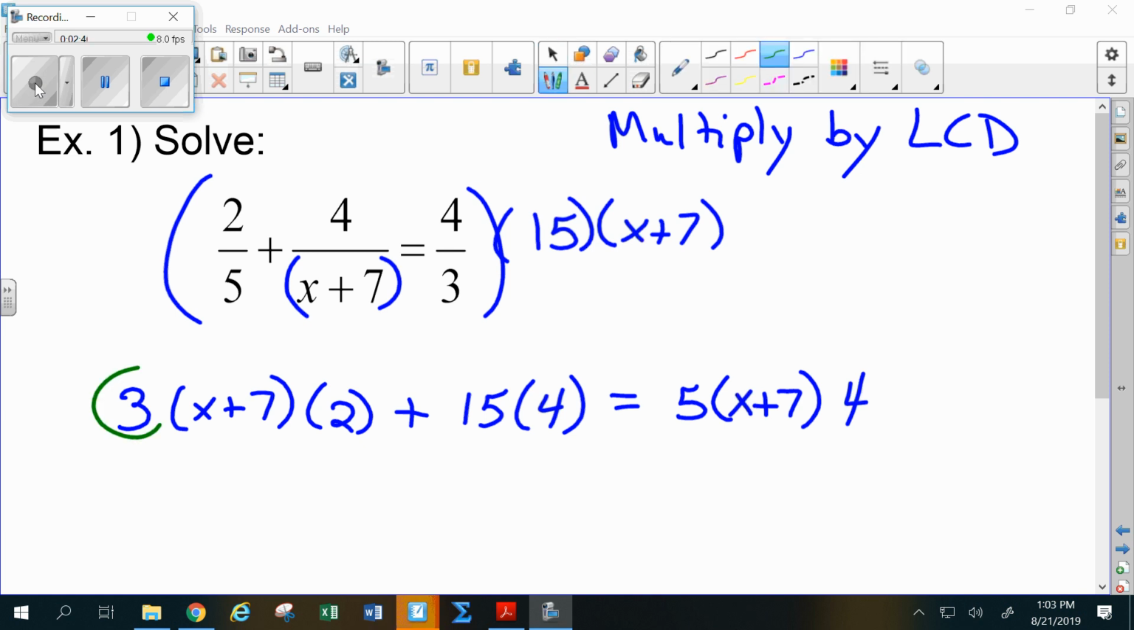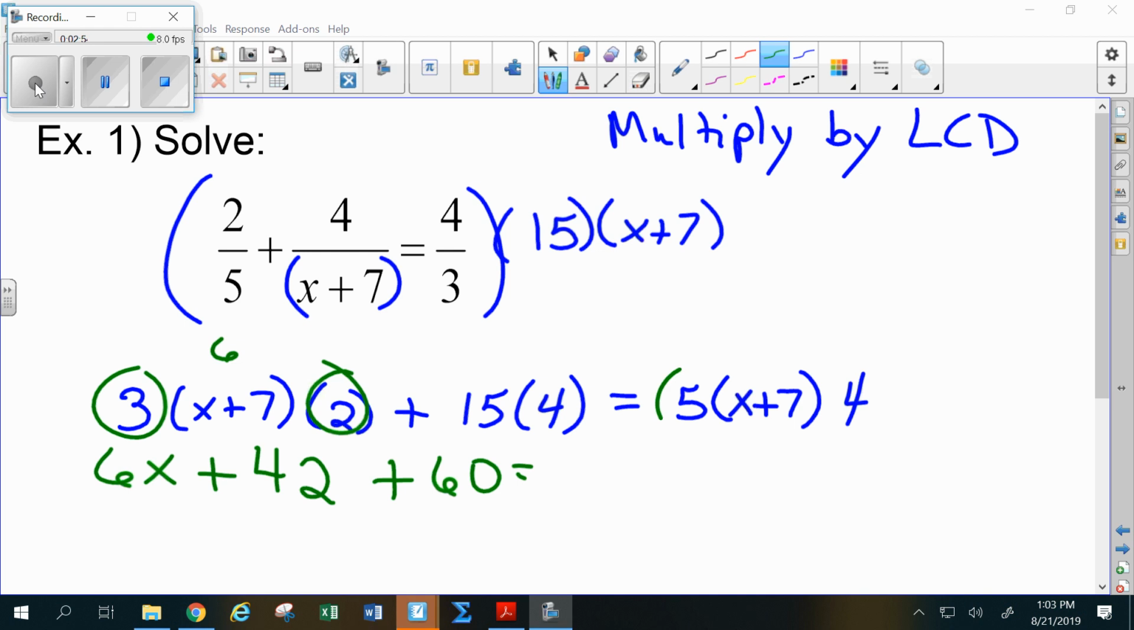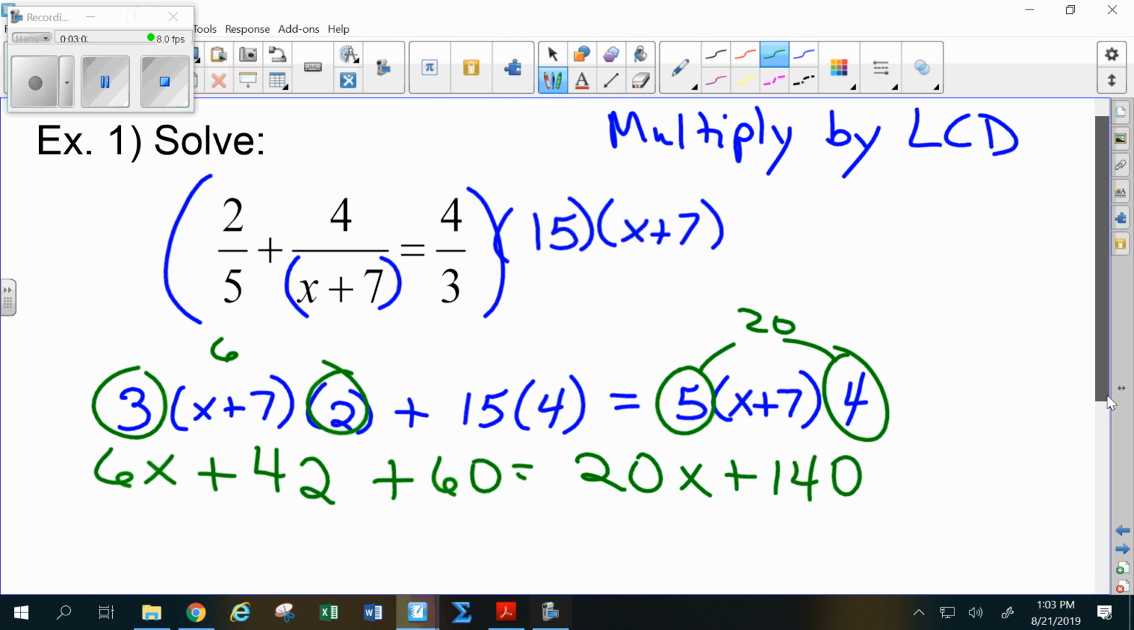And I'll attempt to catch up. Let's see, that's a 6. So 6x plus 42 plus 60. That's a 20 to distribute. So 20x plus 140.